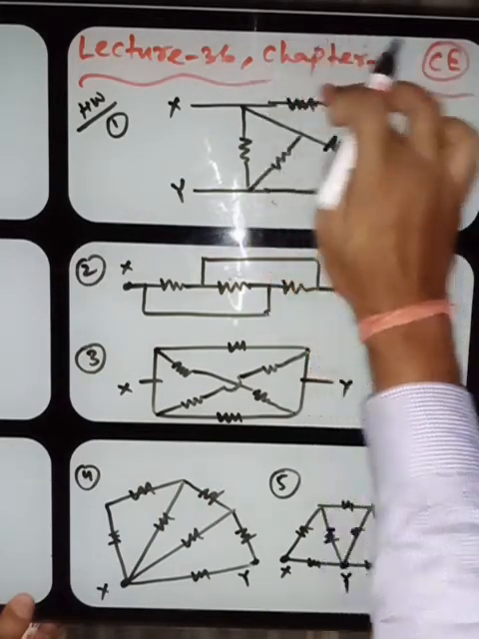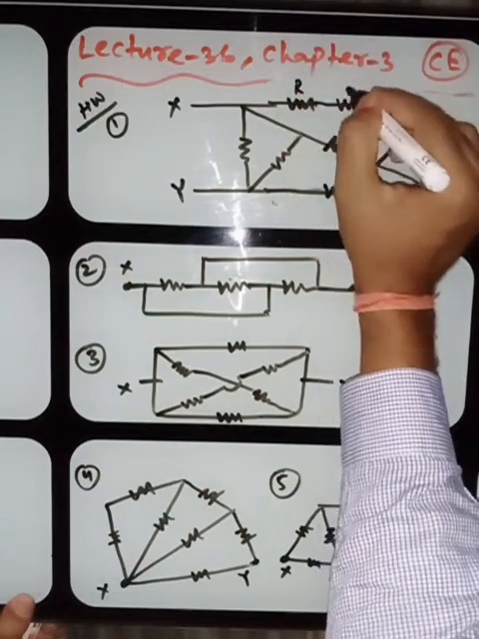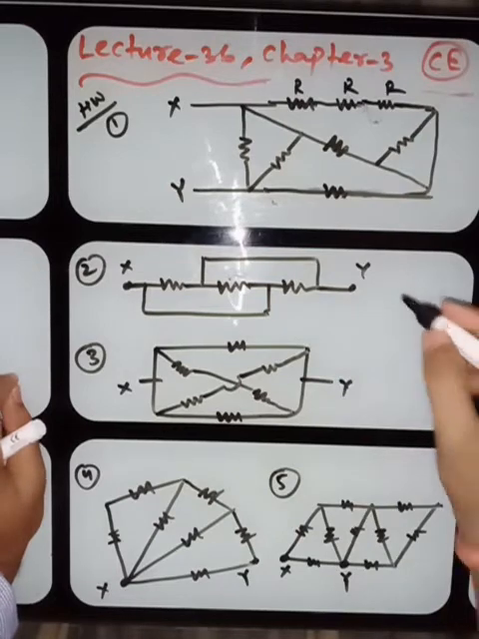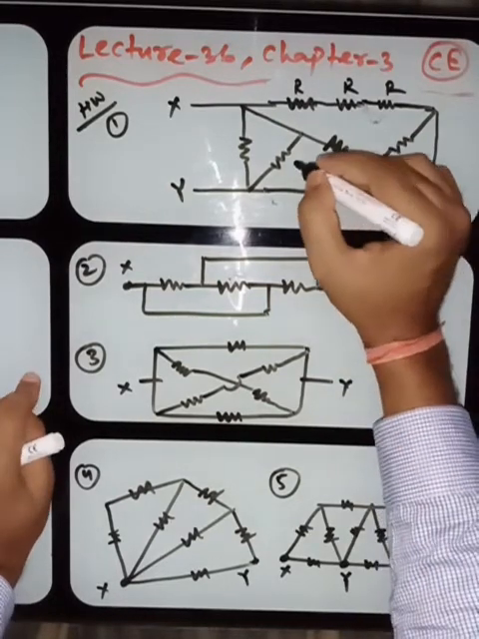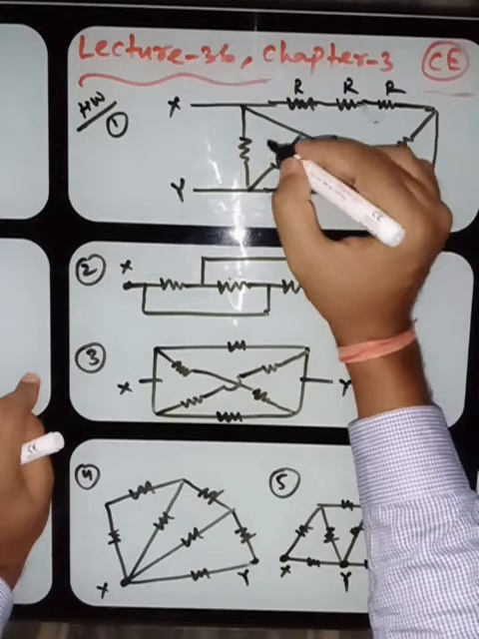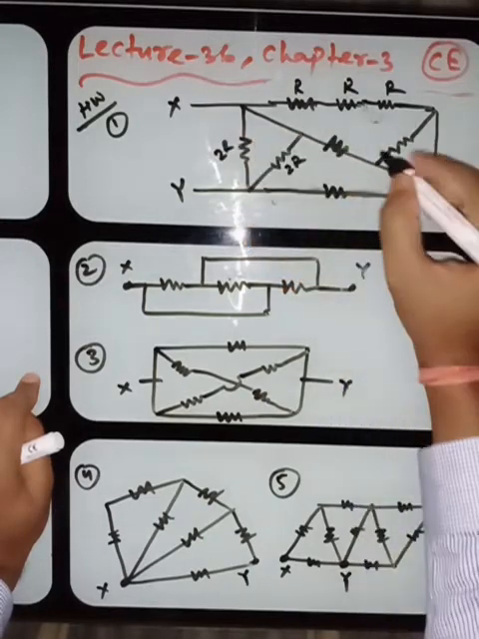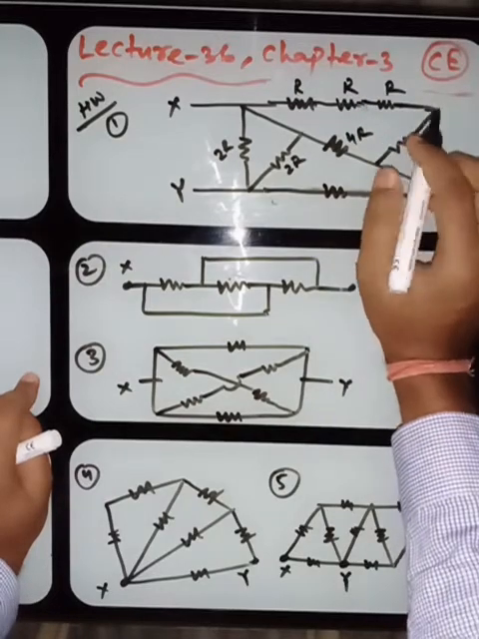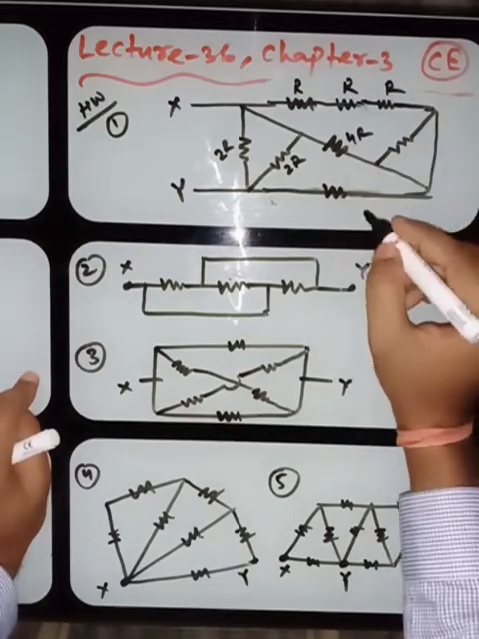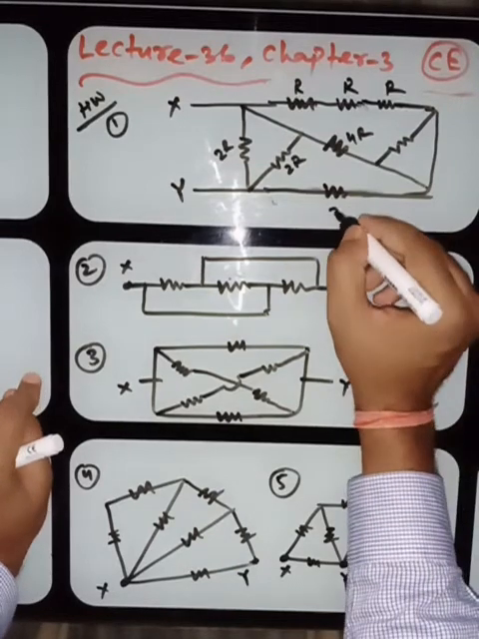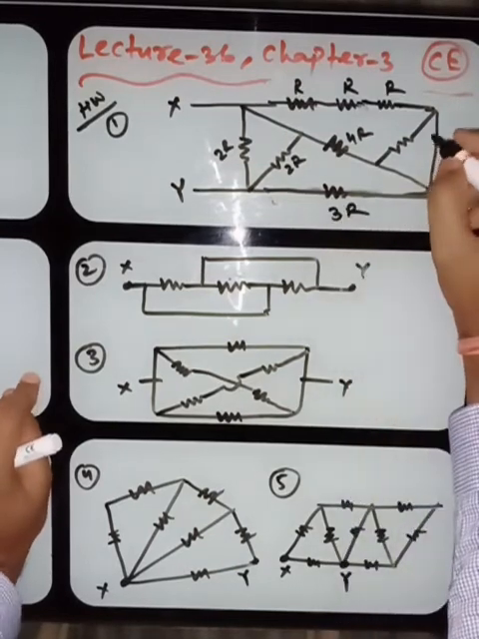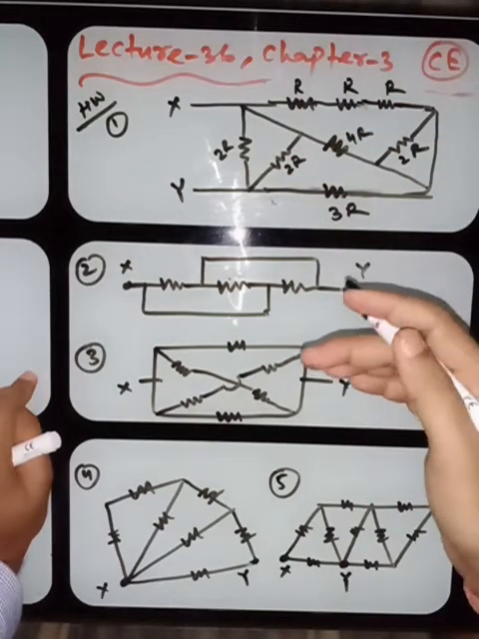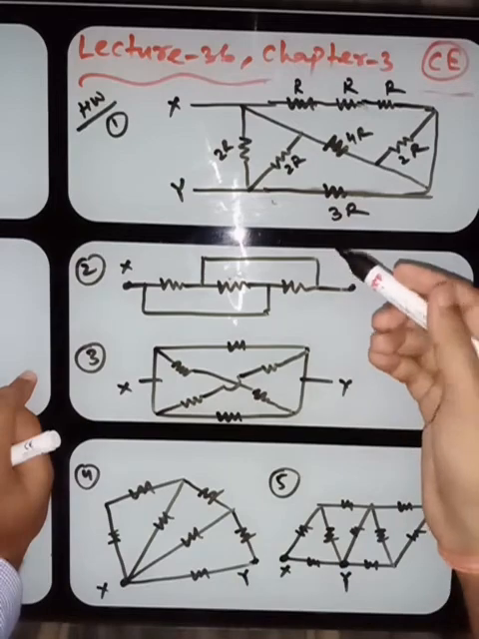So all the resistors are R. Okay, the R and R. I hope you are able to see clearly. Here this is 2R. Here the 2R. Suppose this is 4R. I am speaking also. I hope you will be able to write. Here the 3R. Suppose this is 2R. All are connected. Then you have to find the equivalent resistance between X and Y.